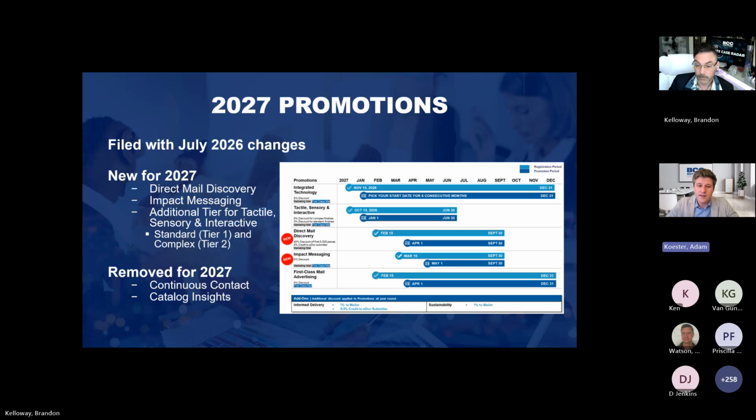Removed from 2026 into 2027 is the continuous contact promotion. The post office didn't see as much engagement as they were looking for there, and so it's getting retired, as well as the catalog insights promotion is getting retired. That one had the 10% for any catalog that was being sent through the promotion period.